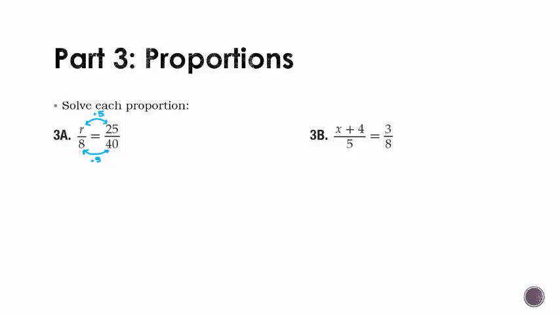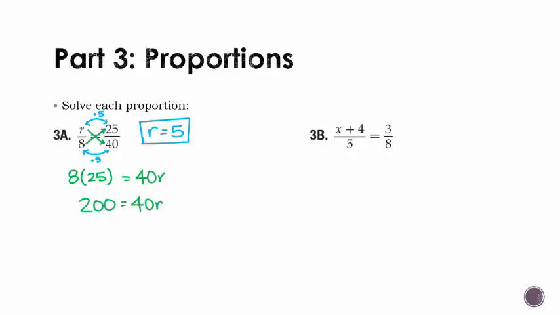So what number would you have to multiply by 5 to give you 25? And you would get 5. Remember, you're trying to make these equal to each other. If you would like to use cross products like we just learned, all you got to do is multiply the numbers together, 8 times 25, and set them equal to your other cross product, r times 40. And then you just have a nice pretty equation to solve. If we divide both sides by 40, we still end up with 5.